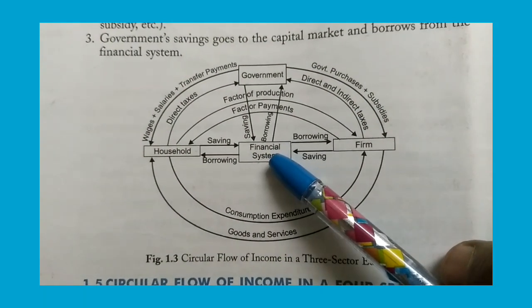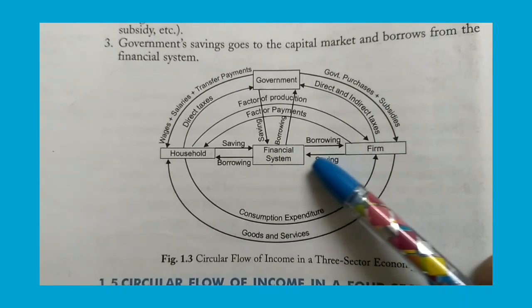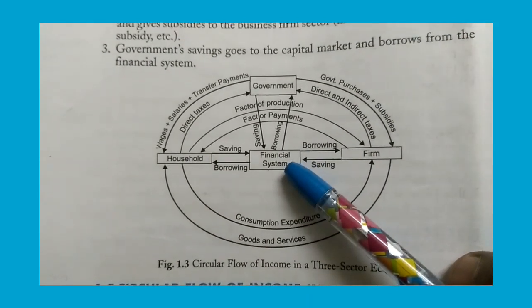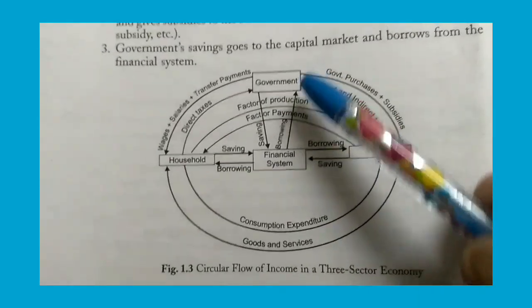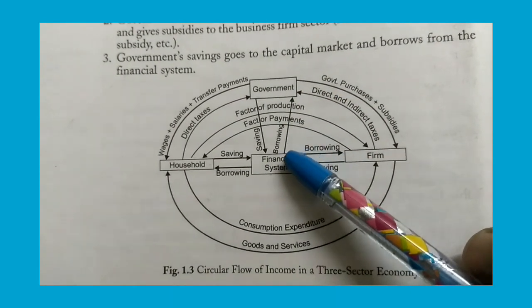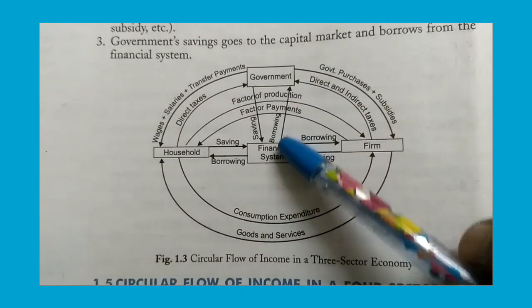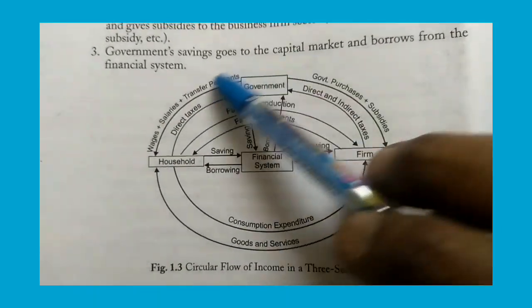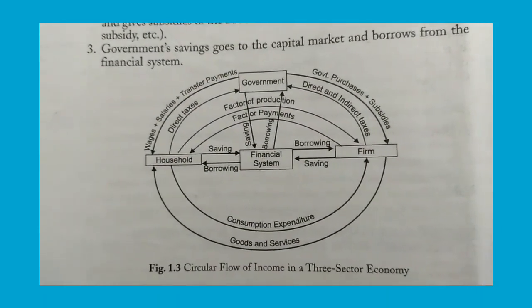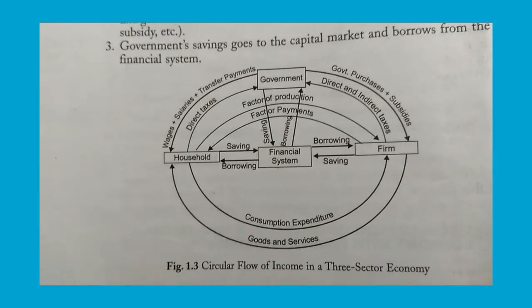The financial system, what are they doing? The household is saving in the financial system, the firm is also saving in the financial system. Then the household is borrowing, and the firm is also borrowing. The government is also saving in the financial system and borrowing from the financial system. So all the money flows in the circular flow. This is the circular flow of income in a three-sector economy.